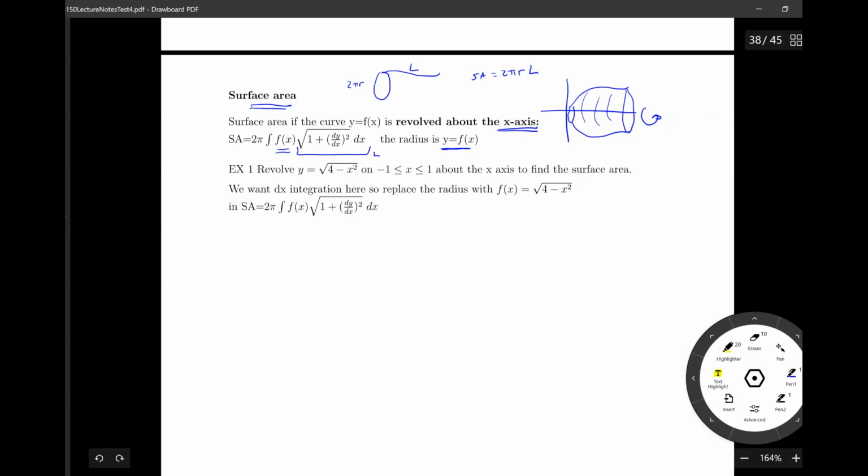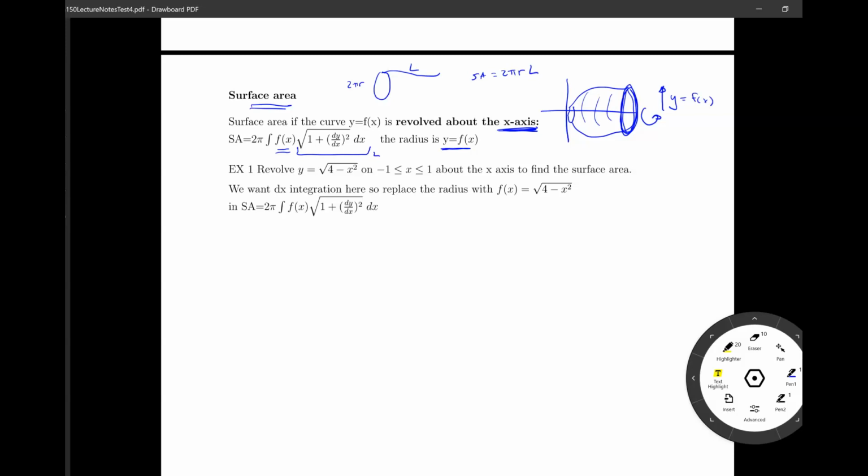The radius will depend on which axis I'm revolving around. So if I'm revolving around the x-axis, then y equals f of x is the radius, because that's the radius for this circle. All right, so let's go for it.